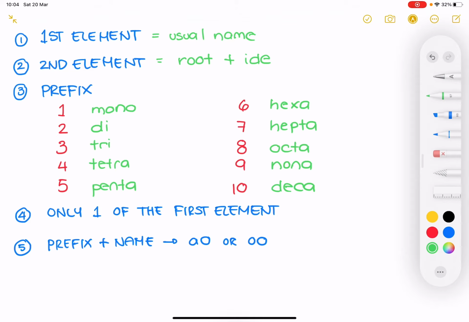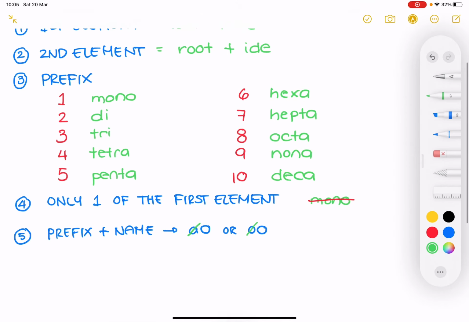Now, if there's only one of the first element, we don't need to say mono. Okay? This is only applicable for the first element. If there is only one of that, then we don't need to call it mono. Another special rule is that when we have a prefix in the name of the element, and we find that there's A and O consecutive to each other, or O and O, then we just cancel out the first letter.